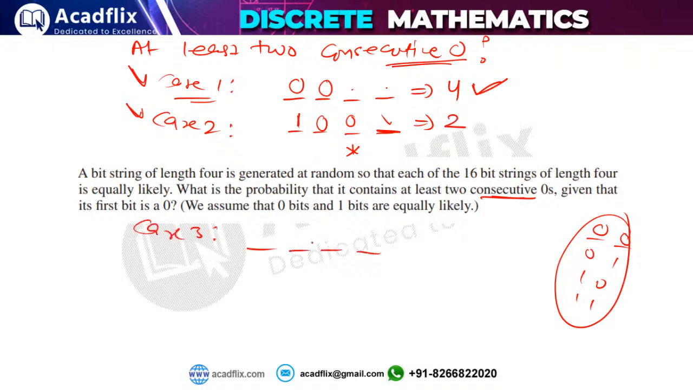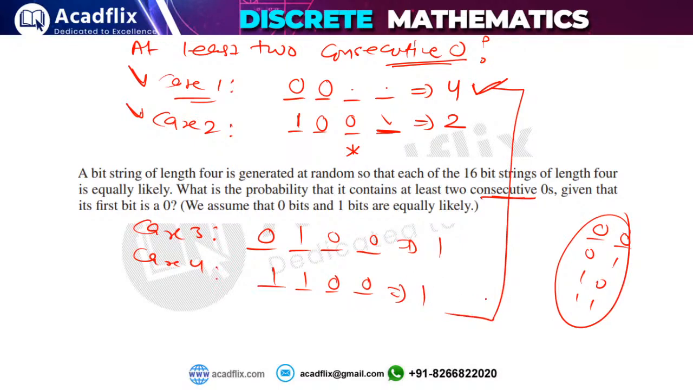What is case 3? Case 3 is, let's assume the first two bits are 0 1. Now you must get 0 0 here, because you must get two consecutive 0s. So there is only one way. What is case 4? Case 4 is 1 1. Now again you must get 0 0 here. So you can see these are the bit strings you want: 4, 2, 1 and 1. So a total of 8 strings will be there which have at least two consecutive 0s.